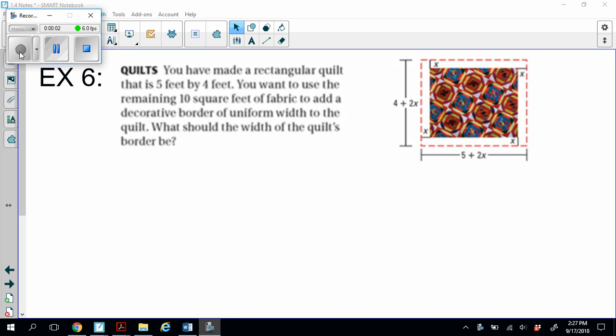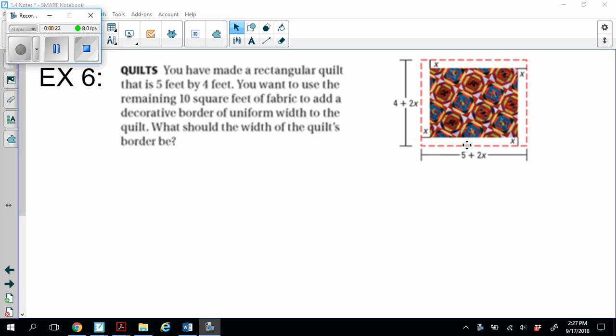So here's the 1.4 example 6 notes. Here it says you have made a rectangular quilt that is 5 feet by 4 feet. You want to use the remaining 10 square feet of fabric to add a decorative border of uniform width to the quilt. What should the width of the quilt's border be?